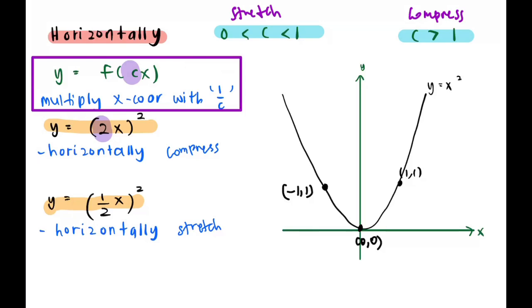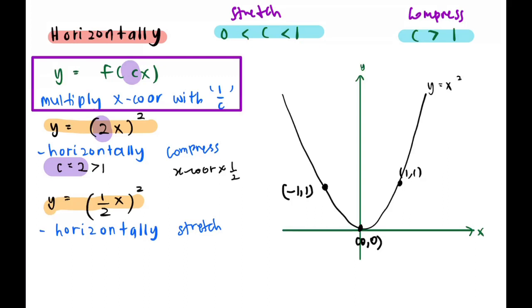Okay, so in order to know whether this is stretch or compress, what we should do is find out the c. So let us see here, our c now is equal to 2. Since 2 is more than 1, this will be compressed, so horizontally compress. What you will do later on is multiply our x coordinate by 1 over c. So our x coordinate, we need to multiply by 1 over 2.